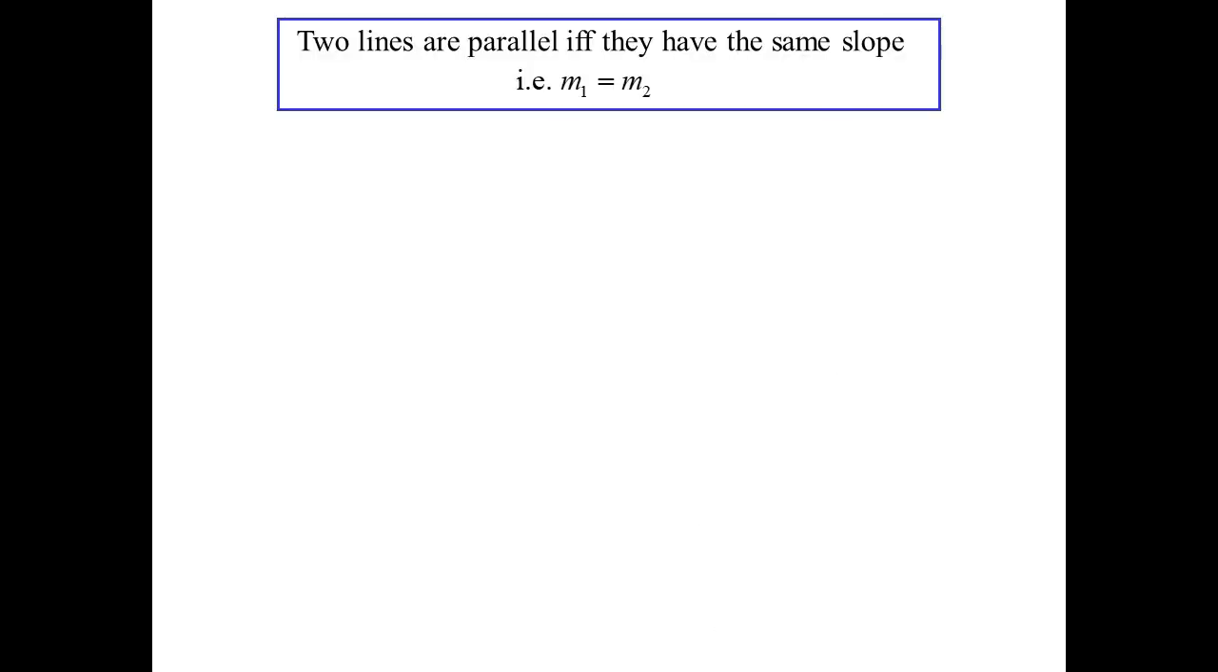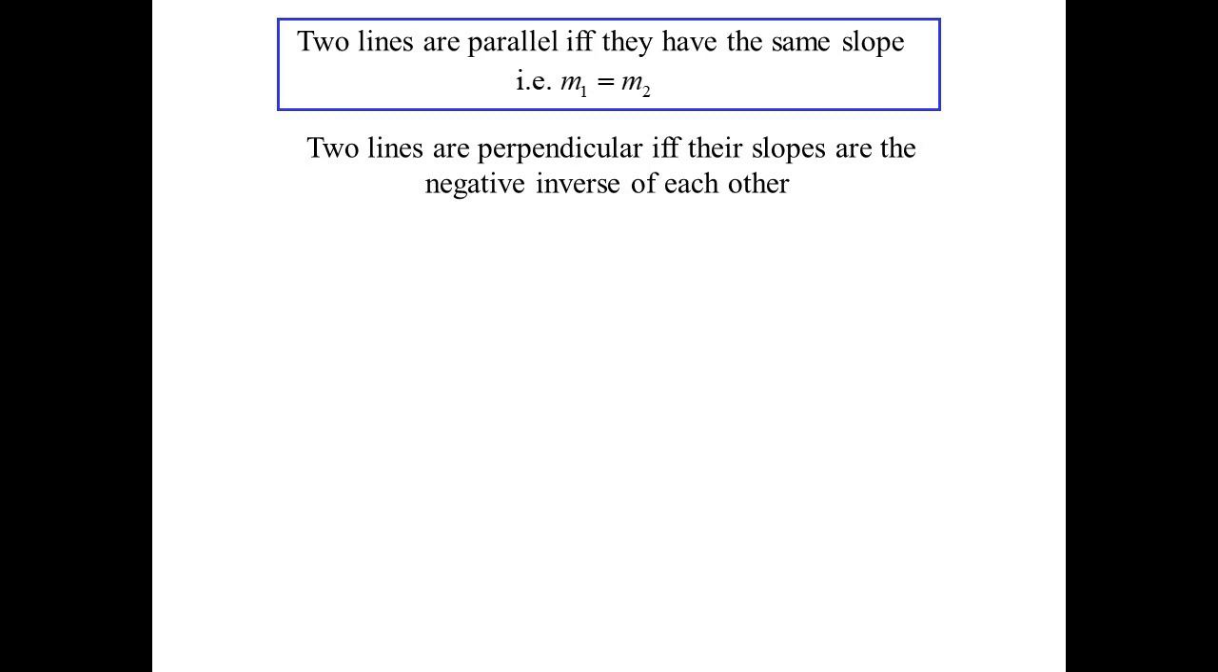Two lines will be parallel if they have the same slope. And no, I haven't spelt "iff" wrong. That means if and only if. That basically means you can read this backwards. So whilst I've said two lines are parallel if they have the same slope, we can also say two lines have the same slope if they are parallel. So basically slope 1 would equal slope 2.